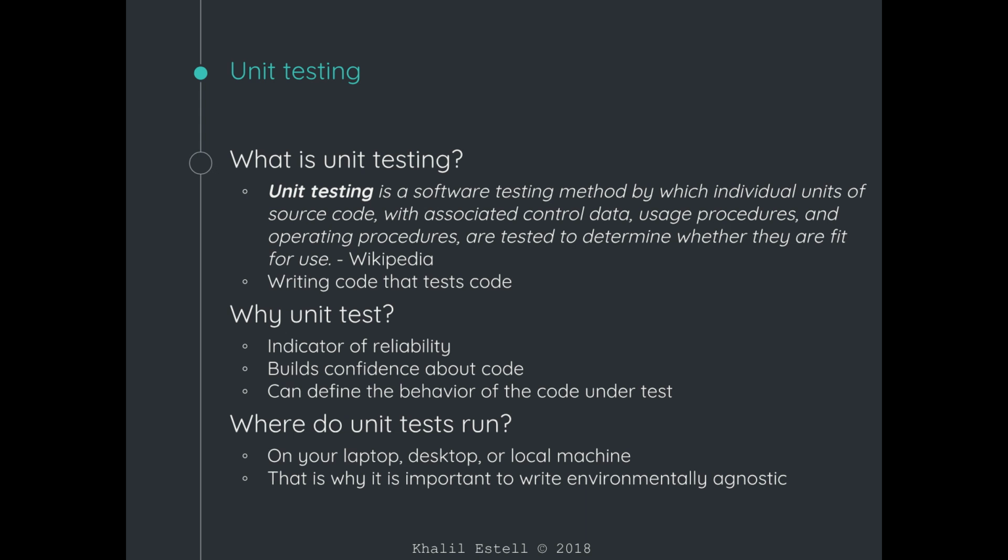And lastly, where do unit tests run? Well, they run on your desktop, laptop, local machine, whatever you're running SJDev on. It will not be running on the SJ2 board. It will be running on your local machine. So that's one of the reasons why it's important to make sure that your code is environmentally agnostic.